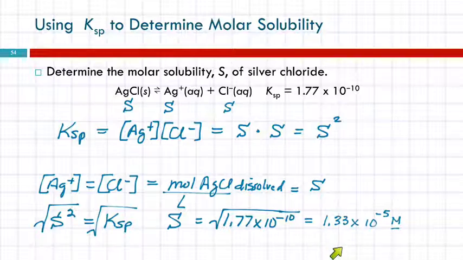So what this tells me is that at equilibrium, the concentration of silver ion is going to be 1.33 times 10 to the minus 5 moles per liter. The concentration of the chloride is going to be the same. And that means that 1.33 times 10 to the minus 5 moles of silver chloride can dissolve in 1 liter of solution. That's not very much. That's why we say silver chloride is insoluble, because very little of it will dissolve. Any questions?